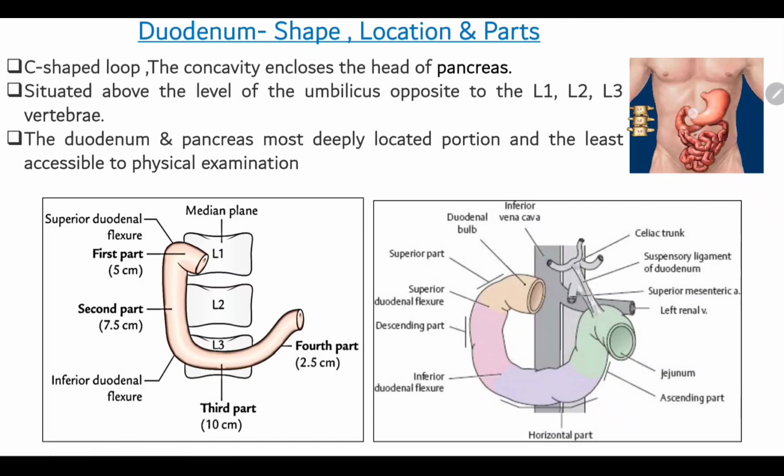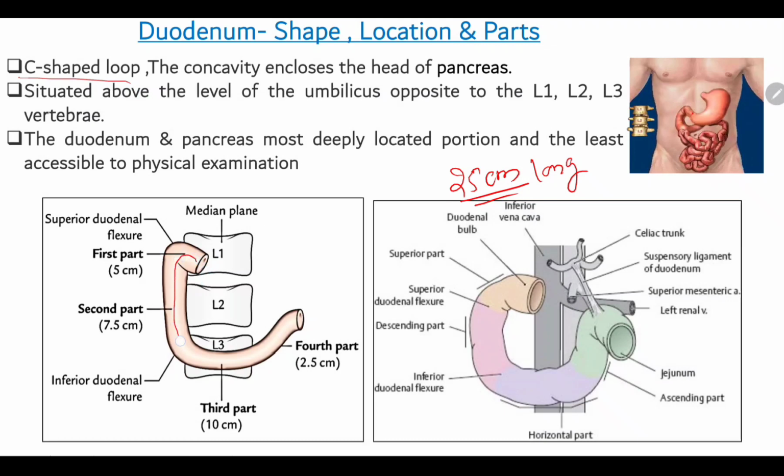Here we have the stomach, pylorus of the stomach, to the duodenojejunal flexure. It is about 25 centimeter long, a C-shaped structure.